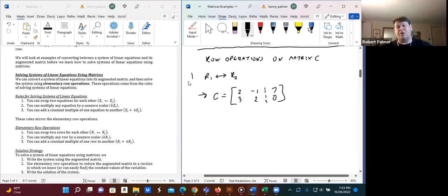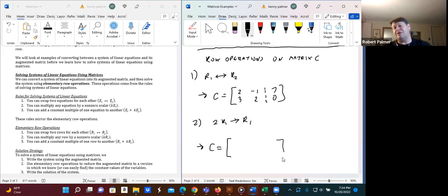Now, number 2, how about we do 2 row 1? The way we're going to write this is 2 row 1 goes to row 1. What this means is I'm going to multiply row 1 by 2, and that's going to become my new row 1. That's going to replace my row 1.